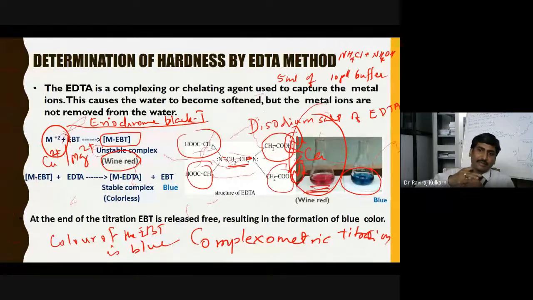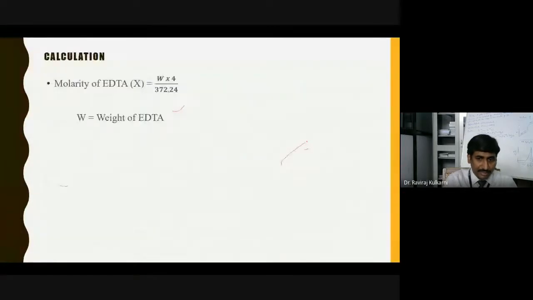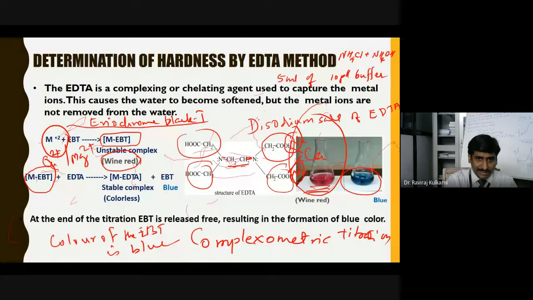So when you titrate this metal-Eriochrome Black T complex, which is the wine red complex, against standard EDTA solution, the disodium salt of EDTA, which is a strong complexing agent: first it reacts with unreacted calcium and magnesium ions, then it has the capacity to displace the metal from the Eriochrome Black T indicator. So Eriochrome Black T is set free after titration, and the metal-EDTA complex is formed.